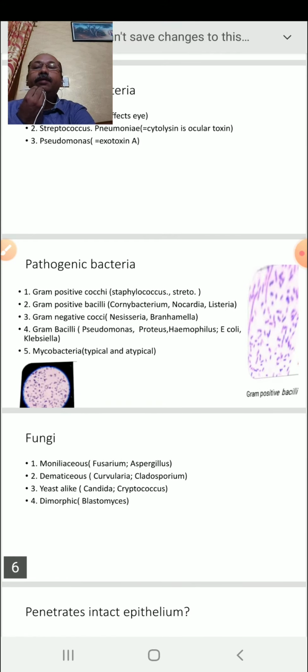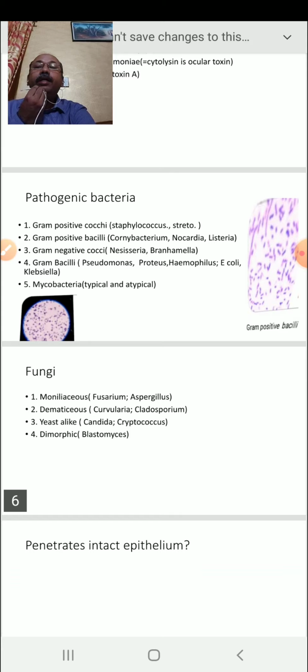Now, how can you classify the pathogenic bacteria? They are mainly classified as far as the Gram stain is concerned. There are 4 classifications actually. Typical pathological bacterial classifications are gram positive cocci and gram positive bacilli, and gram negative cocci and gram negative bacilli. Among the gram positive cocci, Staph and Strepto are the main important species, Staphylococcus and Streptococcus. Among the gram positive bacilli, Corynebacterium, Nocardia and Listeria monocytogenes.